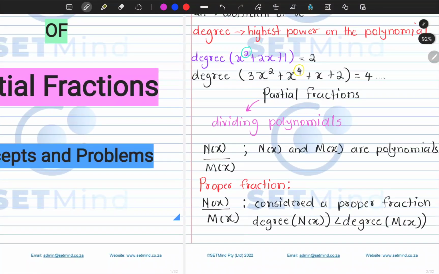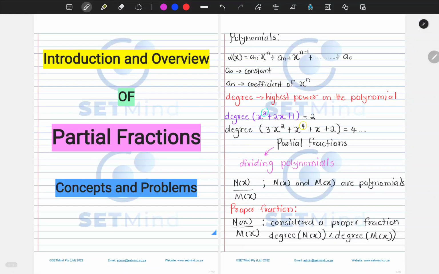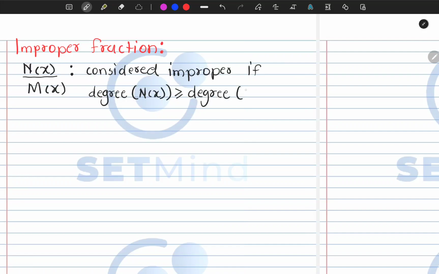So let's go to the next page and look at an improper fraction. Now let's have a look at this case, which is the improper fraction case. A fraction which is n(x) divided by m(x) is considered improper if the degree of the numerator, which in this case is the degree of n(x), is greater than or equal to the degree of the denominator, which is m(x).